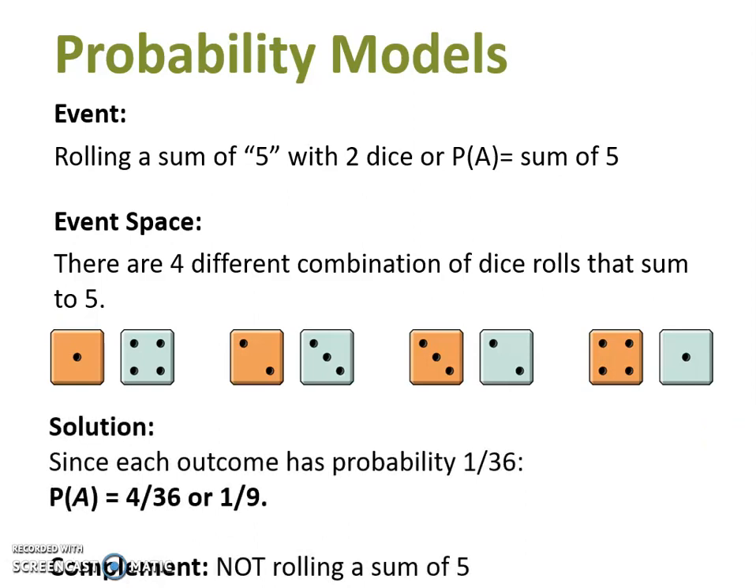So if we wanted to know the actual probability of this event, the probability of event A would be 4 out of 36, or that simplifies to 1/9. What would be the complement of this event? Simply not rolling a sum of 5. You don't need to be any more crazy from there. You don't want to have to be like, oh, give me a sum of 2 and 3 and... No. Just say it's not a sum of 5, and you're good to go.